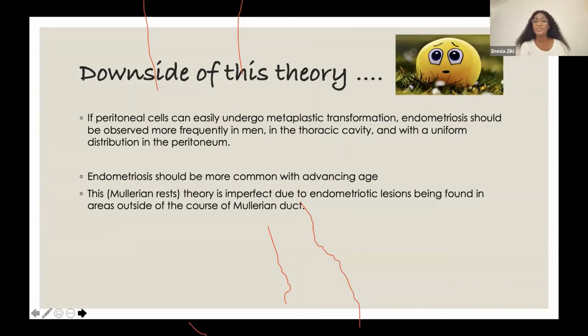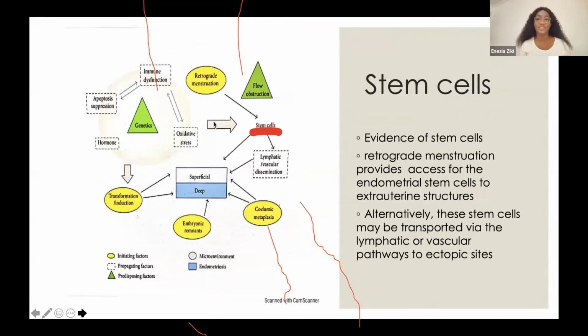And if this theory of metaplasia was substantial, then we should find endometriosis being more common as a woman ages and obviously more common in men. But we know that the finding of chest endometriosis is actually quite rare. Then again, this theory is imperfect, like the theory of Mullerian rests, where I was explaining the pathway during development. It's imperfect because we tend to find endometriotic nodules outside the course of the Mullerian duct. So it is a disease of theories. We can poke holes in each and every theory.